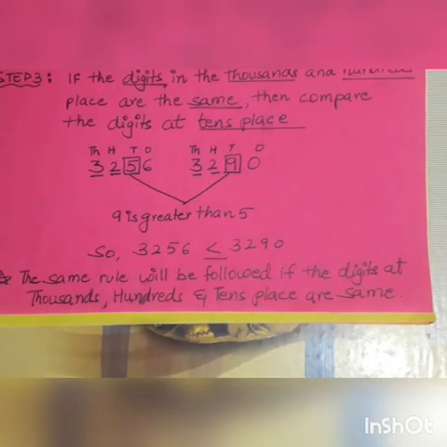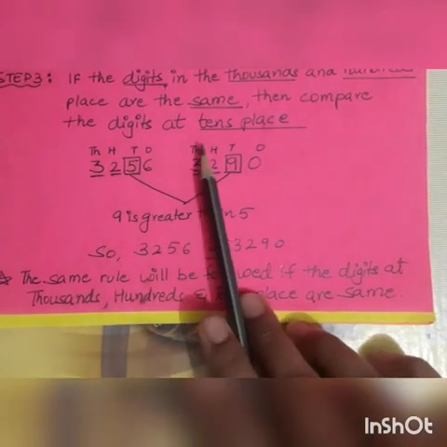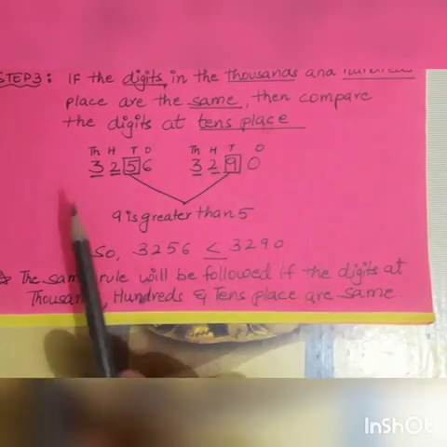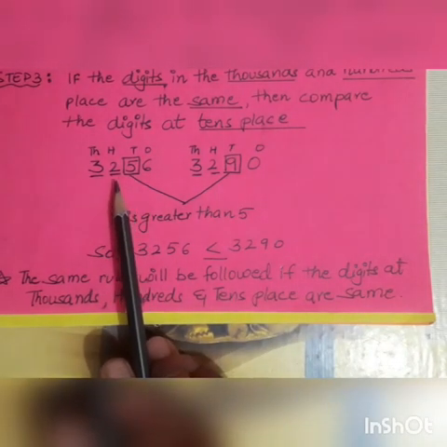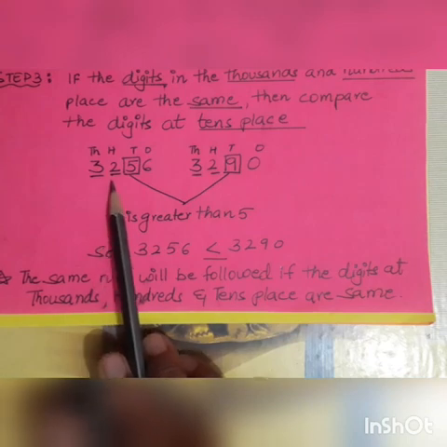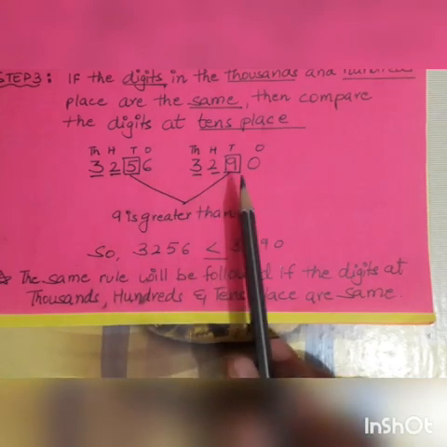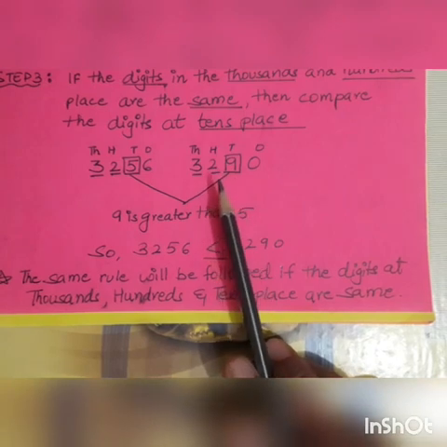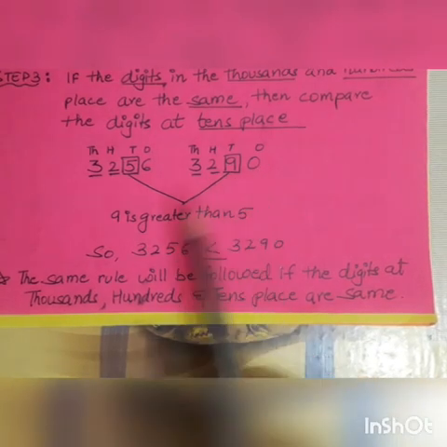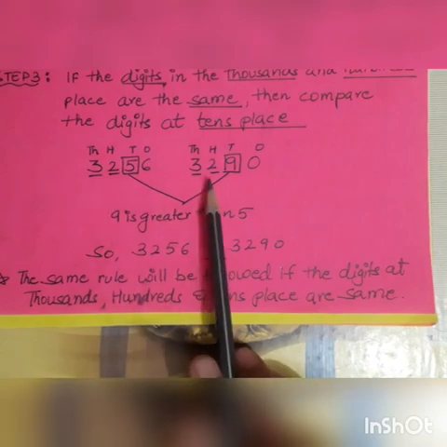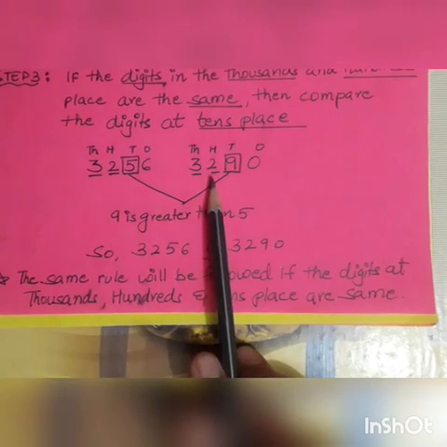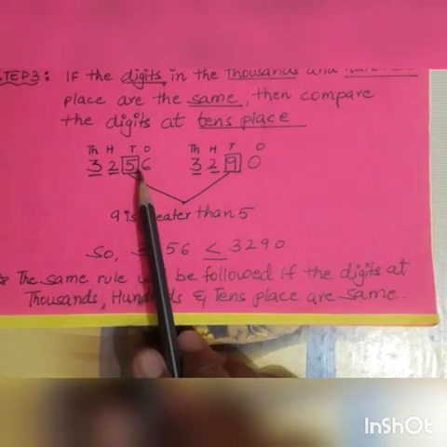What if the digit at the thousands and the hundreds place are same in both the numbers? In such case, we will compare the digit at the tens place. Here in the example, the number at the left hand side 3256 and the number on the right hand side 3290 both have the same digit at the thousands and the hundreds place. So, it is very difficult to find out which is greater and which is smaller. So, we will move to the next place, that is the tens place.